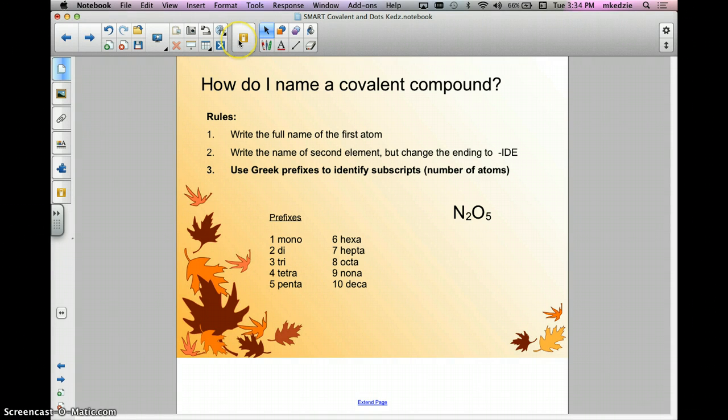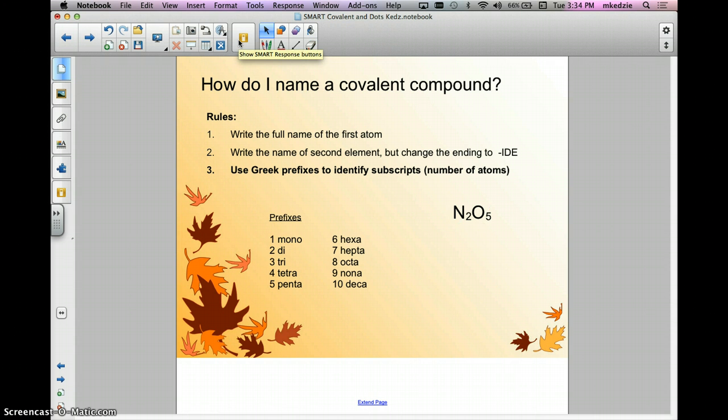Subscripts are these little guys, okay? The 2 here, the 5 on oxygen. Those subscripts refer to the number of atoms. So I have 2 nitrogens and I have 5 oxygens. That's what subscripts are, and that's why we'll use prefixes here.